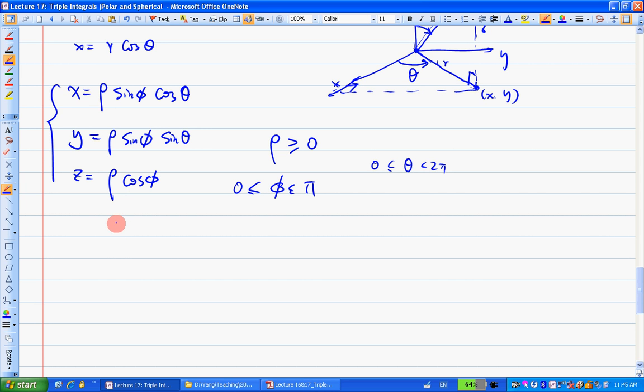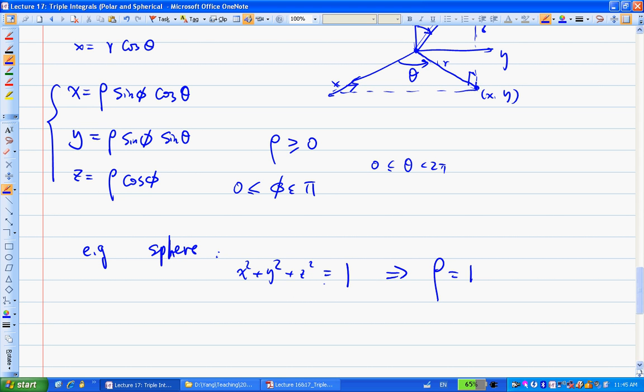So let's say now I have a sphere right here. This sphere is x squared plus y squared plus z squared equal to 1. So what do you think the corresponding equation for this sphere is in spherical coordinates? Rho equal to 1, exactly. This is a sphere centered at the origin with a radius of 1. So in spherical coordinates, it's basically rho equal to 1. You have a constant radius 1.